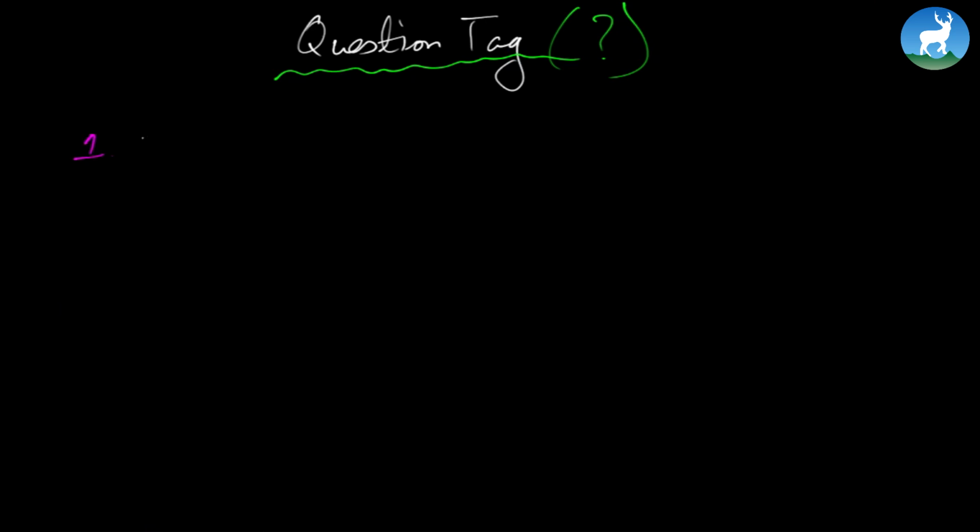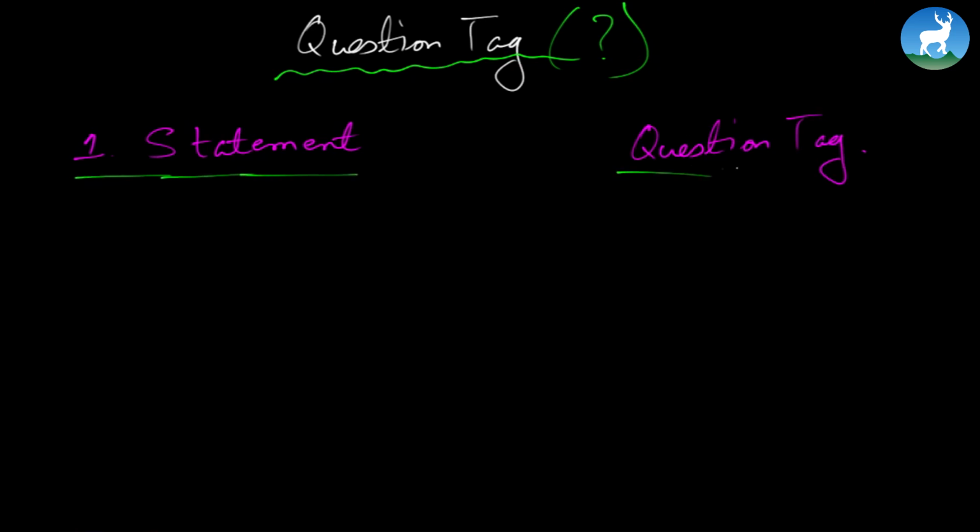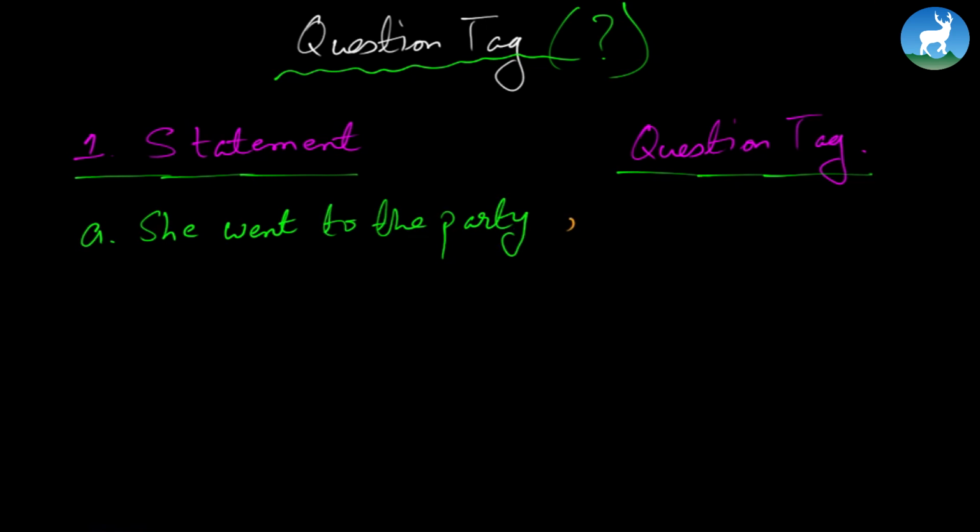First and foremost, the first rule says: first we have a statement, and then we have a question tag. So understand very clearly, you have a statement on one side and a question tag on the other. Now, as we do it, I want you to observe a few of the examples here. The first, number A, I would write: She went to the party. It's always separated by a comma. This comma always comes in between. And then we have finally a question tag.